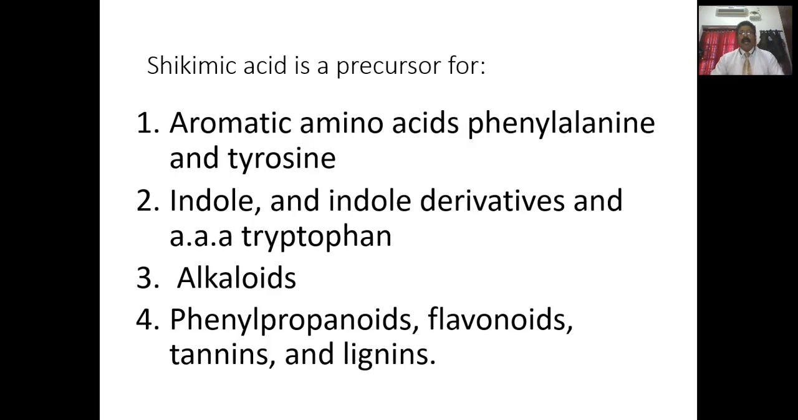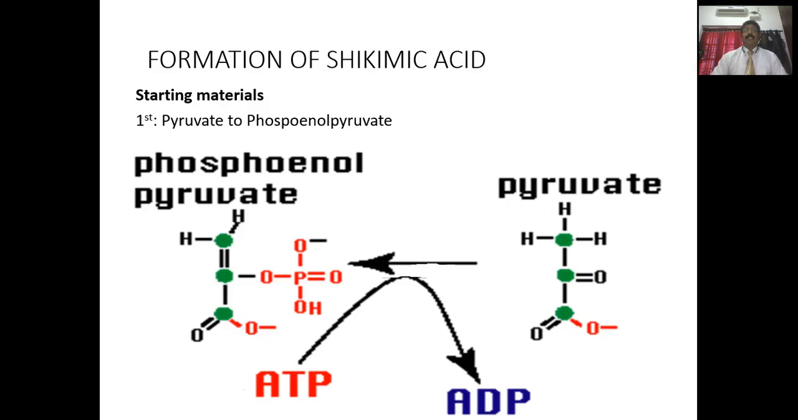And phenylpropanoids, flavonoids, and tannins and lignins are also having aromaticity, and those structures are also produced from this precursor Shikimic acid. So in the next slide, we are coming to the formation of Shikimic acid. How are you going to form Shikimic acid?